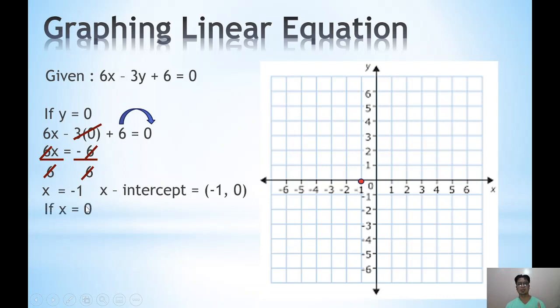Next, if x naman is equal to 0, as I have told you, we will be looking for the value of x and y-intercept. So the first one that we compute is the x-intercept. Itong pangalawa naman, y-intercept. Kung x daw ay 0, palitan, y na lang yung matitira sa atin. Kasi ito, cancel. Again, kailangan natin y lang, itong 6 na walang variable, ilipat mo sa kabila.